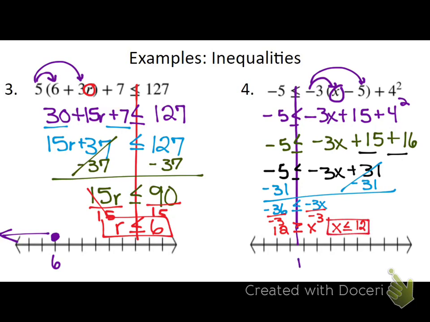Open or closed? Closed. Left or right? Right. Why? Because the line flipped. Wait, what? It's left, because x is less than or equal to negative 12. Now, if we go right, I mean x is greater. Questions on solving multi-step inequalities?